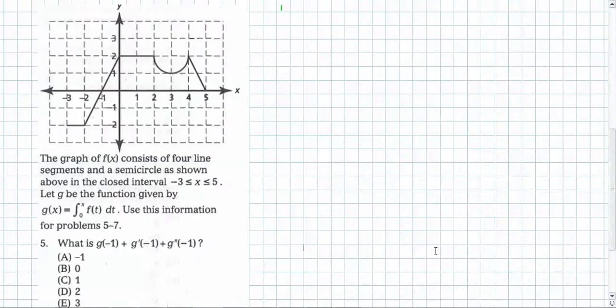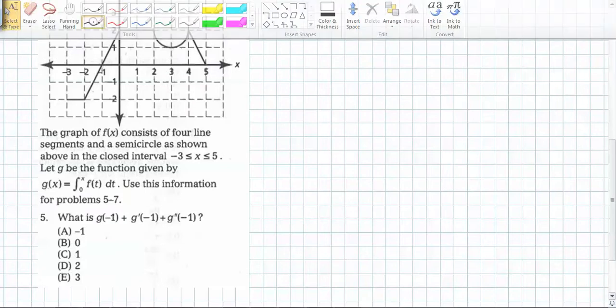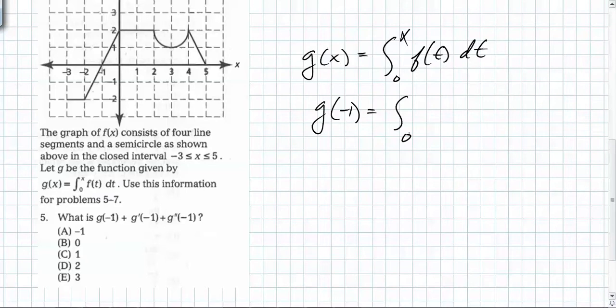The graph of f consists of 4 line segments and a semicircle from -3 to 5. Let g be the function, the integral from 0 to x. Use the information of the problem. So g of -1: if we use this definition, we know g of x is equal to the integral from 0 to x of f of t dt. So what is g of -1 equal to? It's the area under the curve from 0 to -1 of f of t dt.